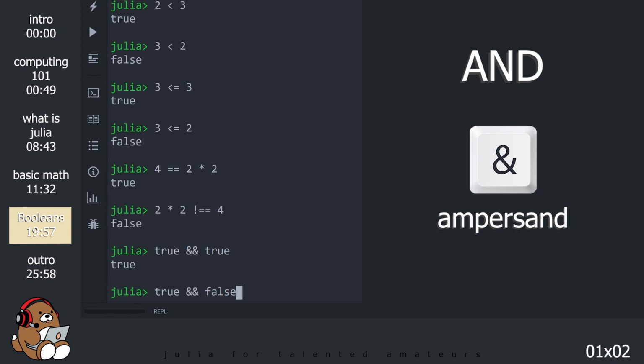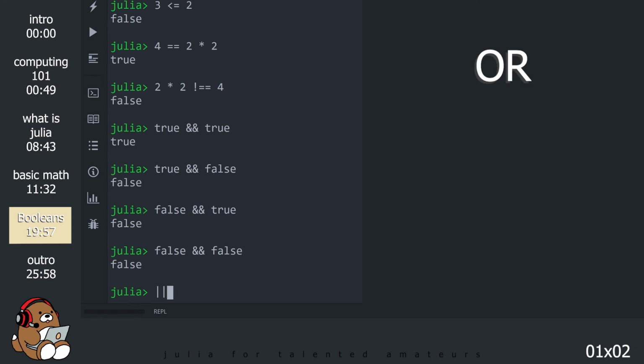In this example, are both sides true? Of course, that's false. Are both sides true? No, that's false. Same question. Are both sides true? Of course, that's false. This is called a short-circuiting Boolean OR. This returns true if either side is true.